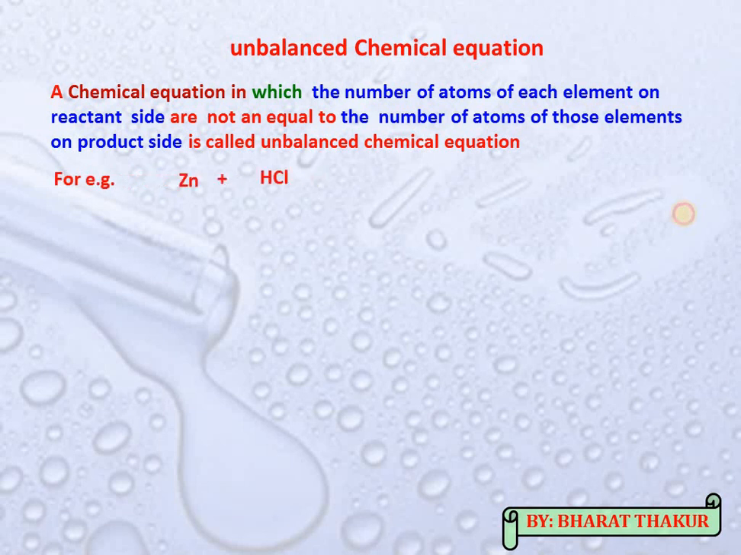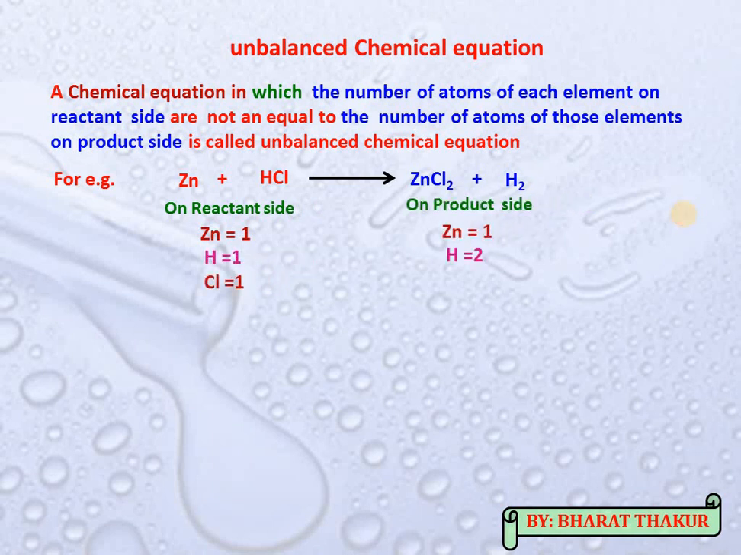For example, here in this case, see that on the reactant side zinc is 1, chlorine is 1, hydrogen is also 1. But on the product side zinc is 1, hydrogen is 2 and chlorine is also 2. So the number of atoms on the reactant side is not equal to the number of those atoms on the product side. That's why the equation is called an unbalanced equation.